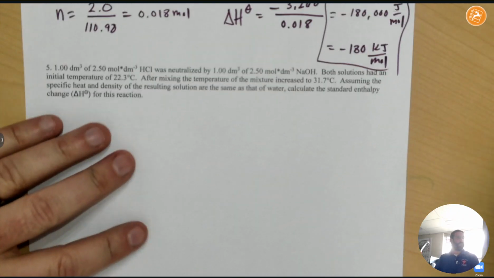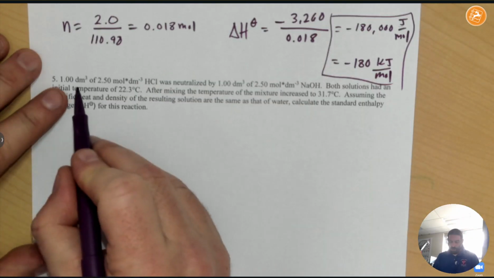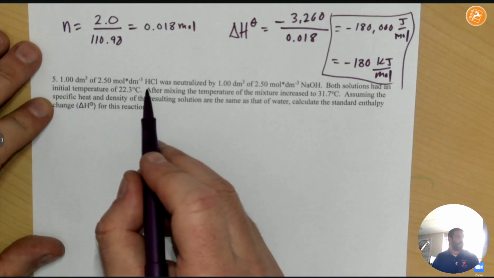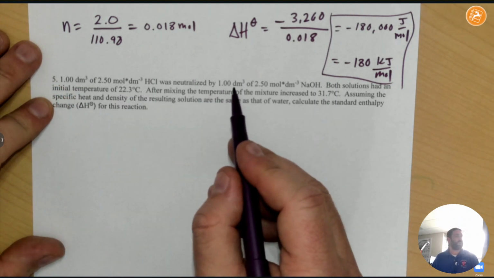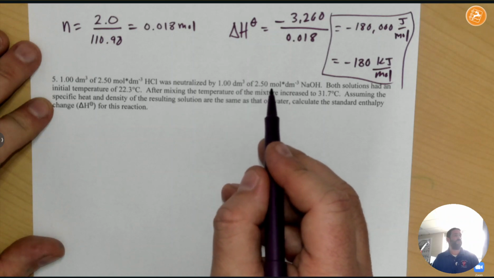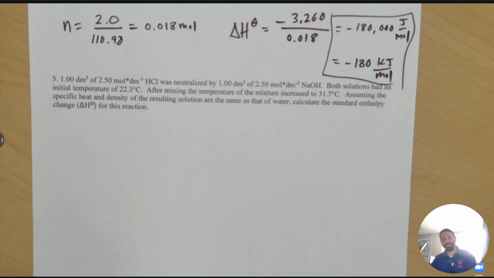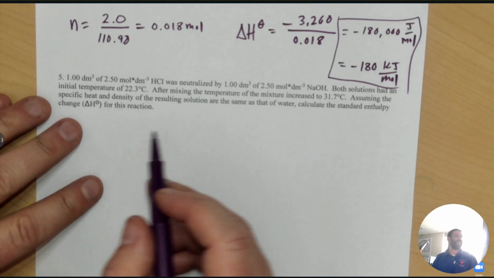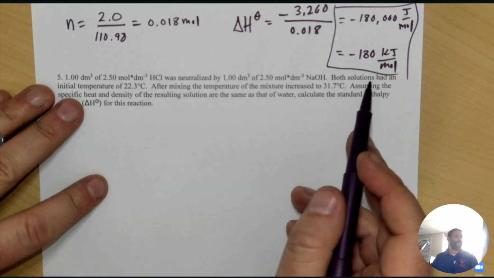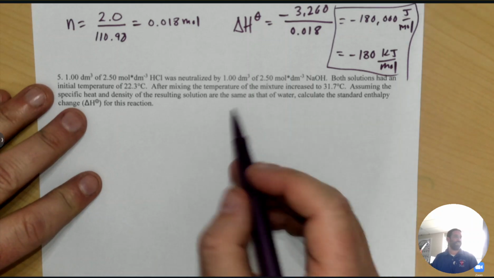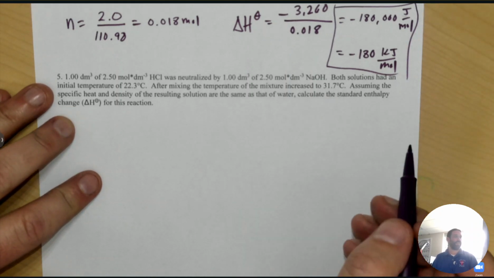Huzzah. All right, finally, 1 cubic decimeter, which is 1 liter of 2.5 molar HCl, was neutralized by 1.00 cubic decimeters of 2.5 molar sodium hydroxide. I can pause. What's up, Mr. Rhodes? Sorry. It's okay. This is easier than the blue day. No problem, yeah. All right, so both of the acid and the base started at 22.3 Celsius. After mixing them together, the temperature of the mixture went up to 31.7.